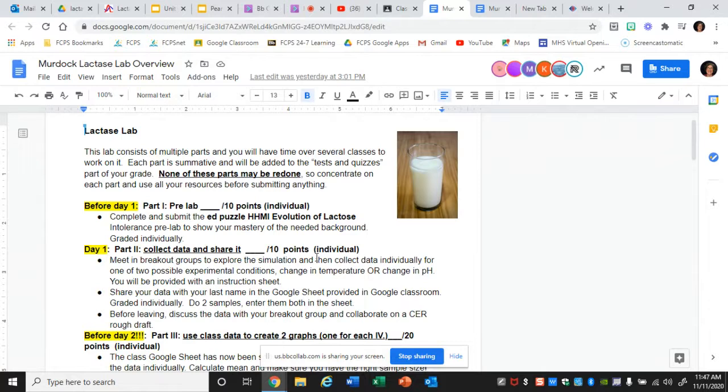And you're going to use that data, your own file, to make 2 graphs, one for temperature, one for pH, based on the class data that I'm going to share with you once you all get done collecting it. Okay. So that's what's going to happen today, these parts here on day 1, right? And then your homework before day 2.